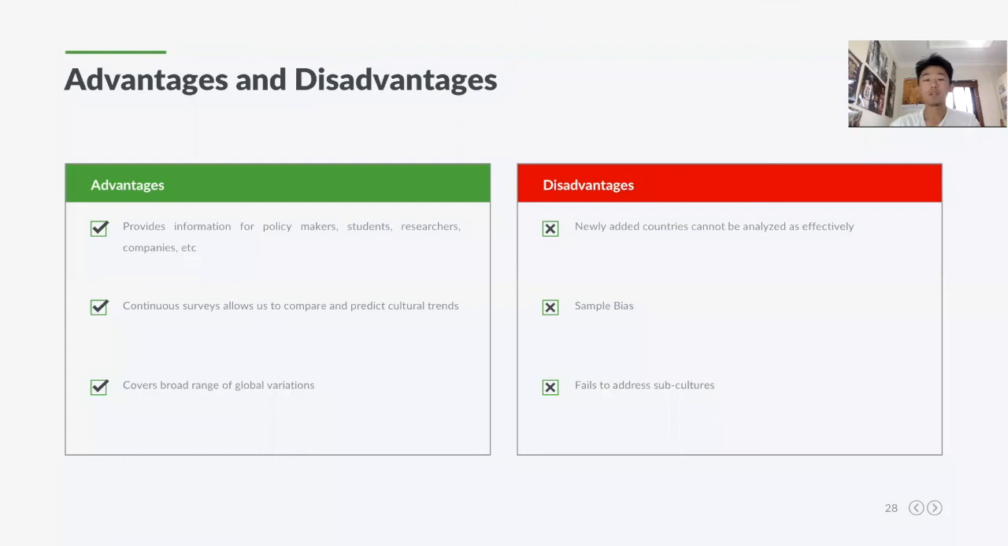Moving on to the pros and cons. Obviously, the pros of the WVS really just boils down to its broad range of uses for everyone who would benefit from using a cultural framework. However, what sets it apart from the others is its continuous nature, which allows us to look at past cultural trends and also predict future ones as well. It also arguably is more specific. On the other hand, recently added countries won't be as analyzed as effectively since there's less data on them. More generally, as a cultural framework, it also suffers from potential bias, and it doesn't always account for subcultures, which may become an increasing problem due to globalization.